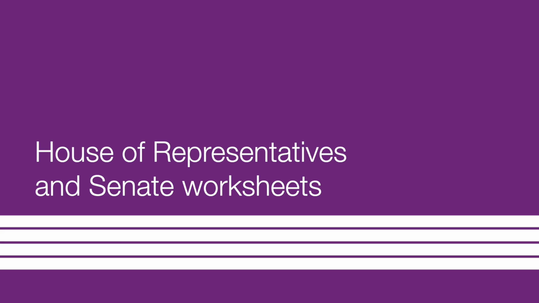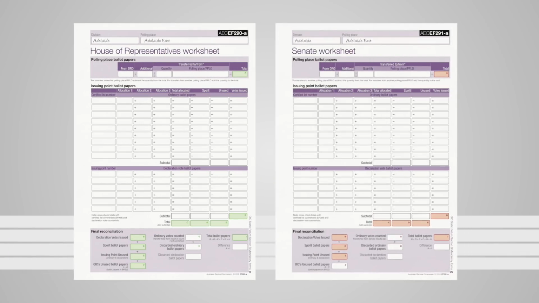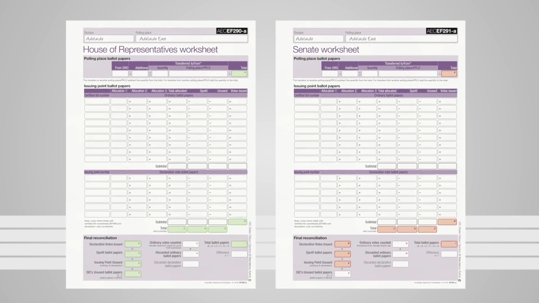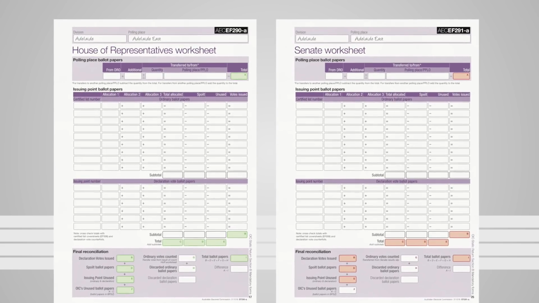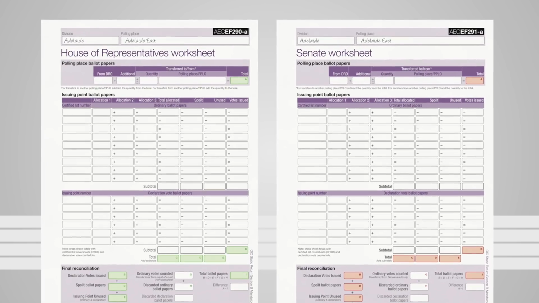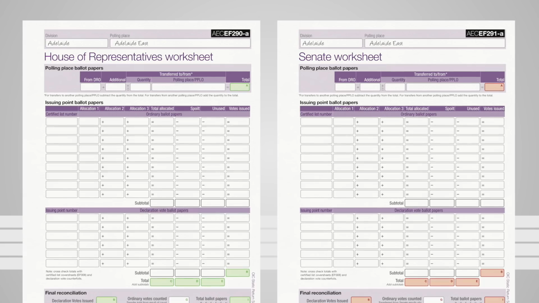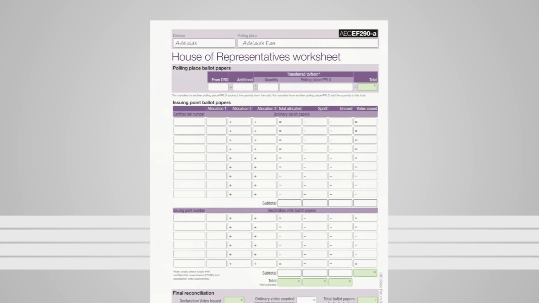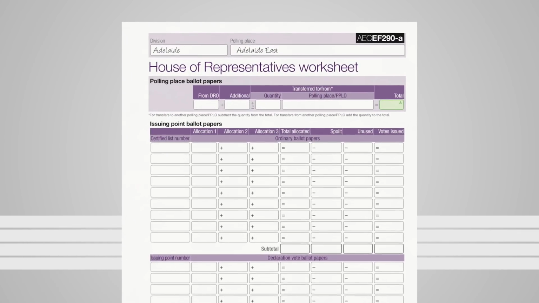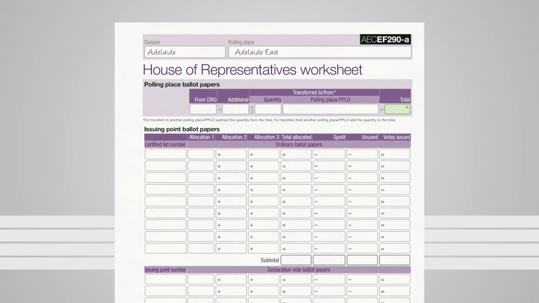The House of Representatives and Senate worksheets are two of the most complex forms in the OIC return. They are used to reconcile the ballot papers that were allocated to your polling place. The two forms are completed in the same way, so in the following example, we will just be filling in the House of Representatives worksheet.